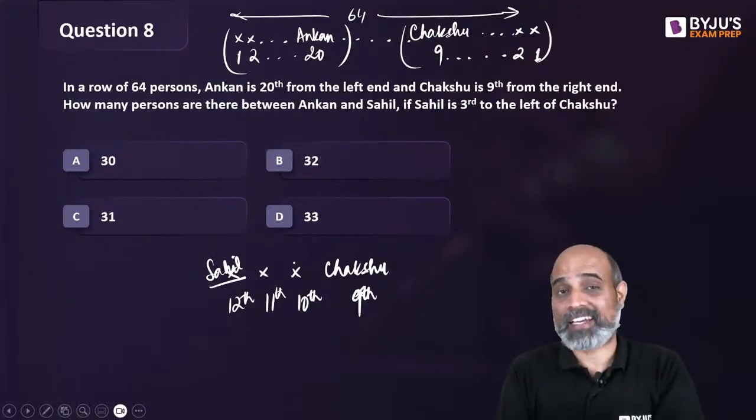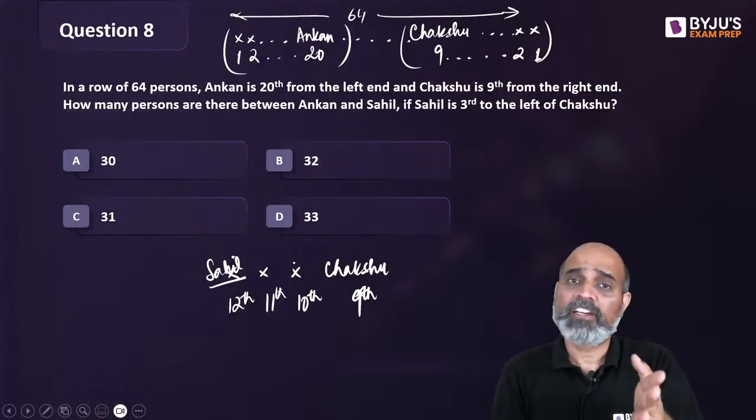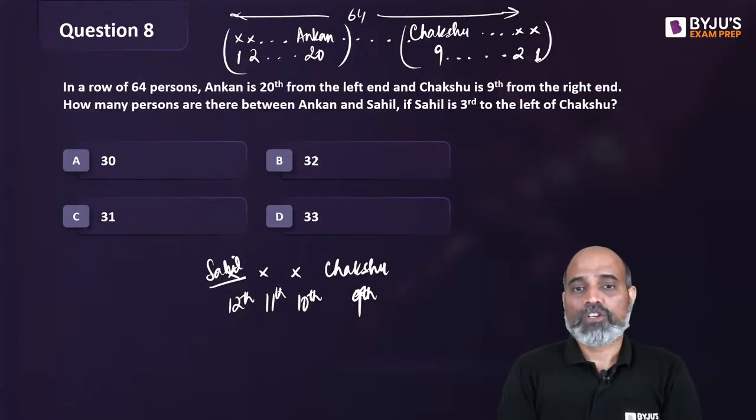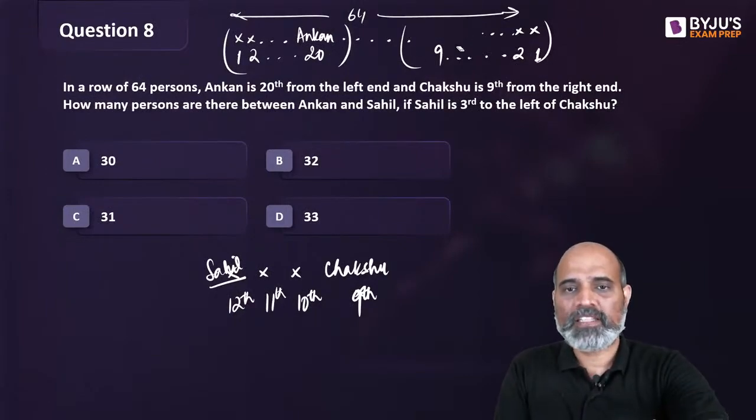So Sahil is third to the left of Chakshu. Chakshu's rank is 9th from the right, so Sahil's rank will be 12th from the right. Okay? So now let's do one thing. Let's leave Chakshu here.